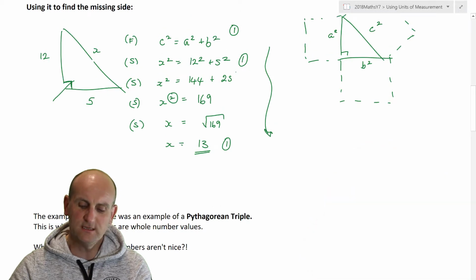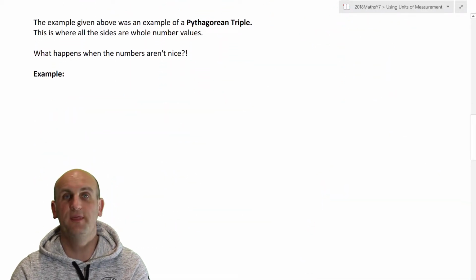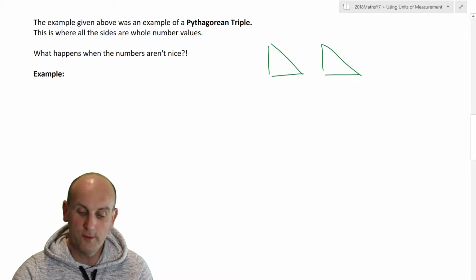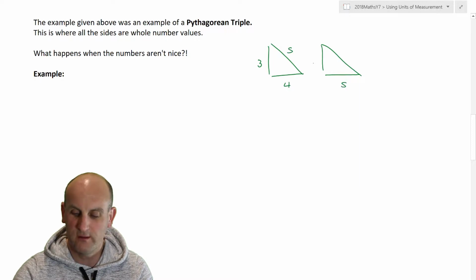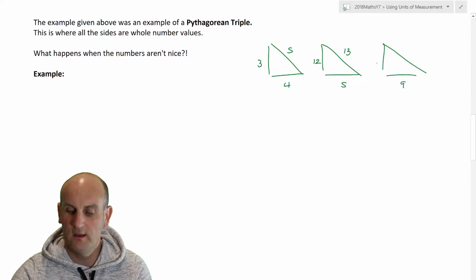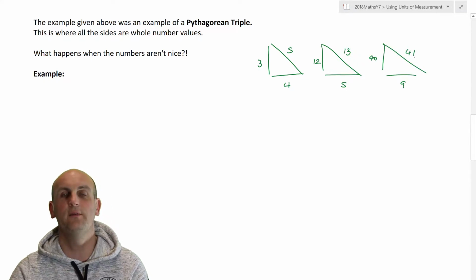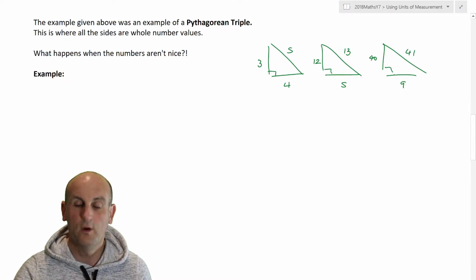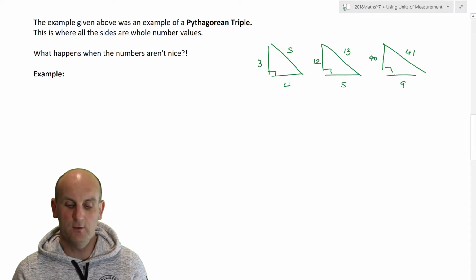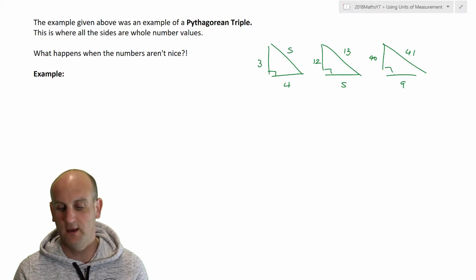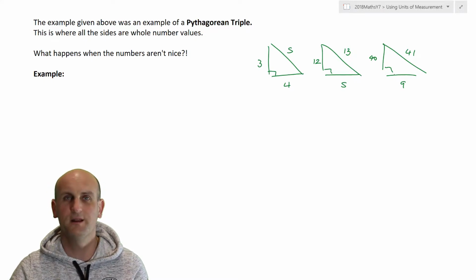Now, as I say here, the example I've just given above is called a Pythagorean triple. And again, from the previous video, we came up with a number of triangles that are called Pythagorean triples. So 3, 4, 5 was one of them. 5, 12, 13 was another one. And I believe 9, 40, and 41 is the third one. Now, there are lots and lots of these things. A Pythagorean triple is basically a right angle triangle where all the sides are whole numbers. So at this moment in time, we were dealing with nice numbers of 3, 4, 5, 5, 12, 13, 9, 40, 41. But unfortunately, not all numbers are actually going to be nice to us.